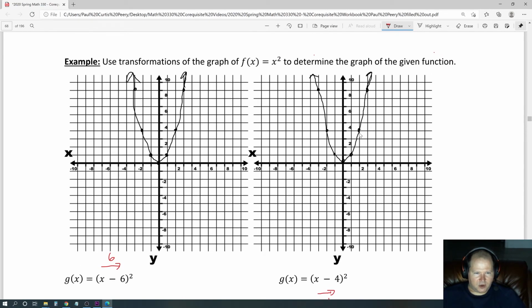So we simply shift all these points over 6 to the right. So every one of those points gets shifted 6 to the right. And sure enough, if I graph it, it does look like all these were shifted.